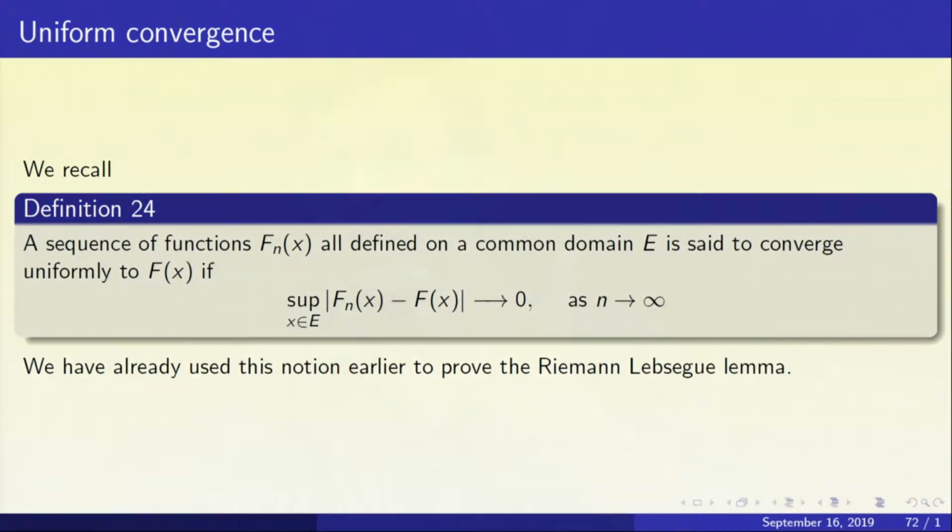Remember, we proved the Riemann-Lebesgue lemma for polynomials, and we used the Weierstrass approximation theorem, which says that if you take any continuous function, there is a sequence of polynomials converging uniformly to it. We used this fact to prove the Riemann-Lebesgue lemma. So, uniform convergence has already been used before.